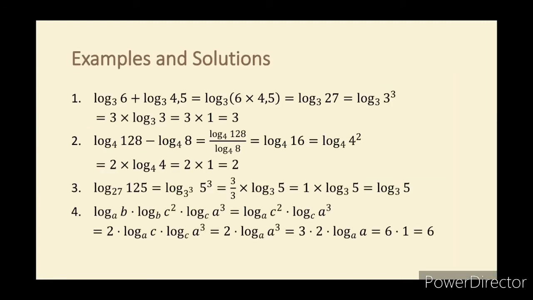Examples and solutions. Number 1. Log to the base 3 of 6 plus log to the base 3 of 4.5 equals log to the base 3 of (6 times 4.5) equals log to the base 3 of 27 equals log to the base 3 of 3 raised to 3 equals 3 times log to the base 3 of 3 equals 3 times 1 equals 3.